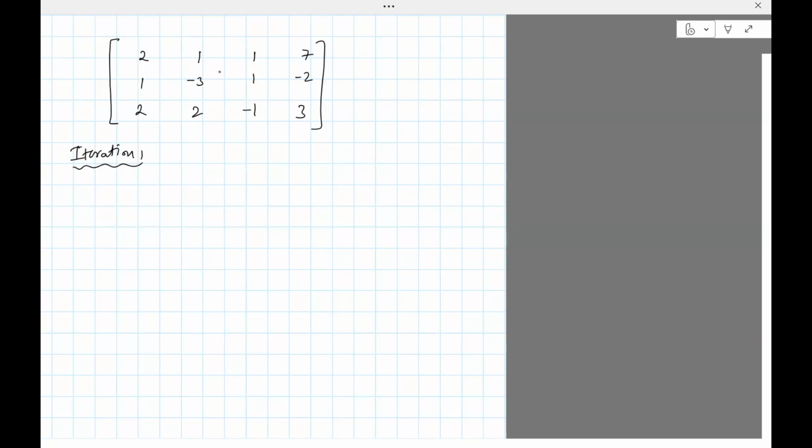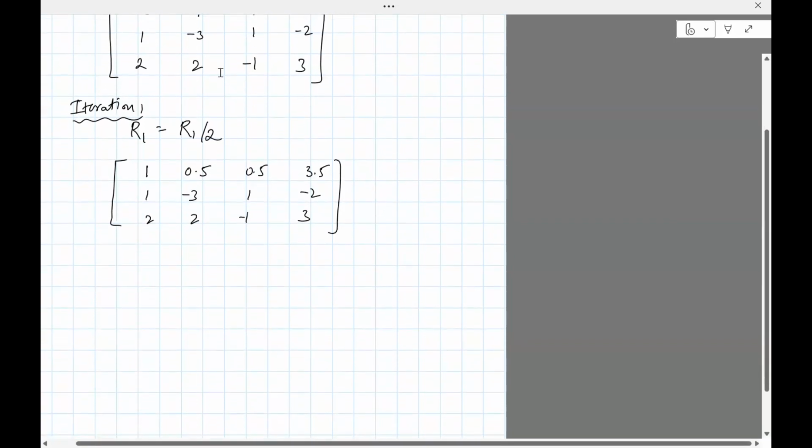So what we'll do is change the first row in the following way. We'll take the first row divided by 2, and that will make the 2 in the first row, first column equal to 1. That's called normalization. So if we normalize the first equation, we have 1, 0.5, 0.5, 7 divided by 2 is 3.5, then 1, minus 3, 1, minus 2, and 2, 2, minus 1, 3. Nothing changes in the second and third equation.